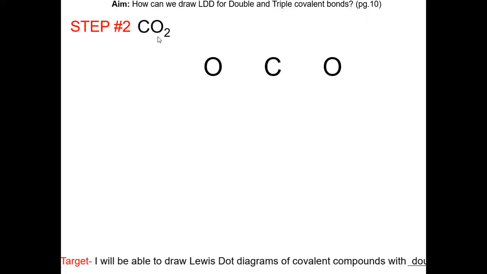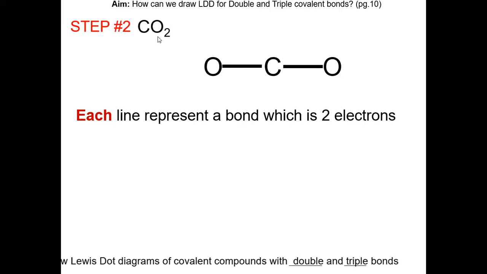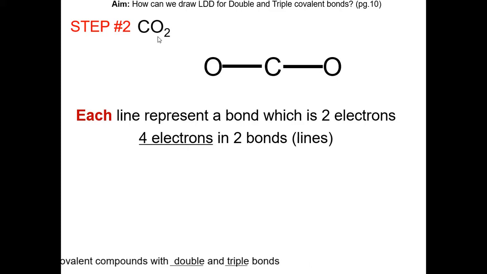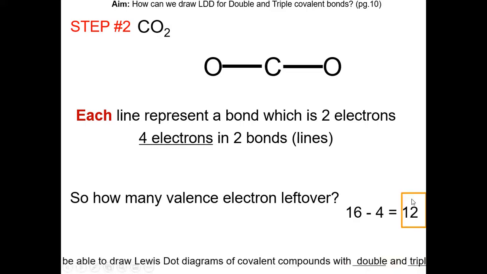Next, we draw a line connecting each oxygen atom to carbon. Keep in mind each line represents a bond, which is 2 electrons. Since we drew 2 lines, we use 4 electrons in this step. How many valence electrons are left over? In the beginning, we had 16 electrons. We used 4 in this step, so we have 12 left. We have to put these 12 electrons somewhere in this molecule.